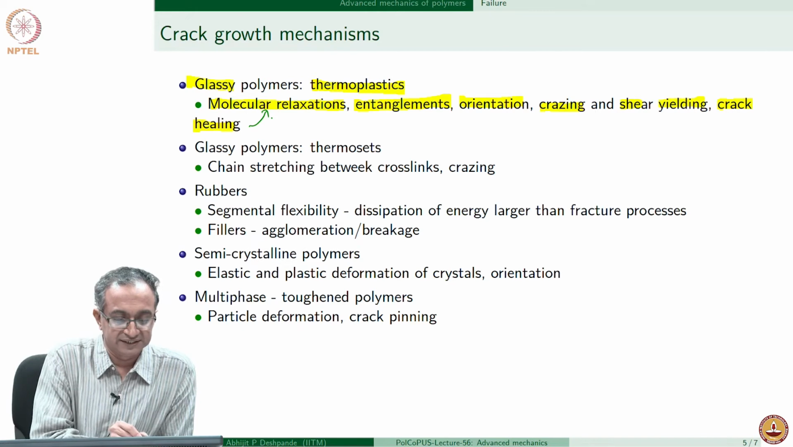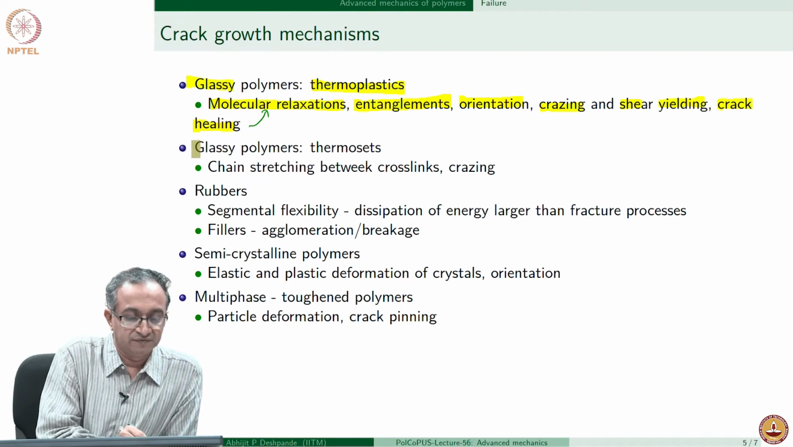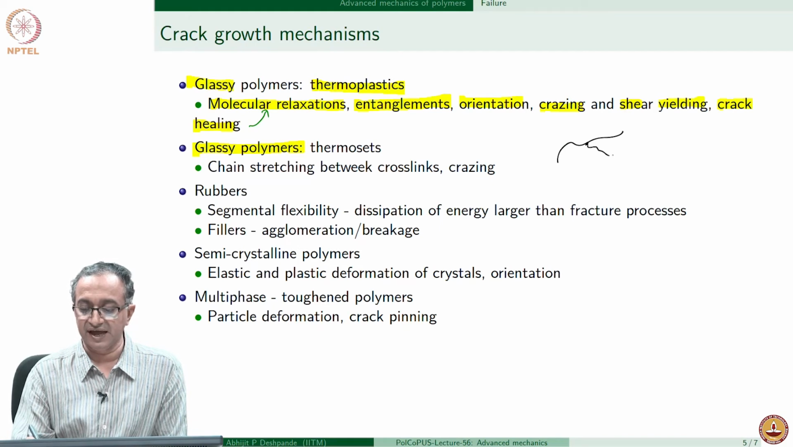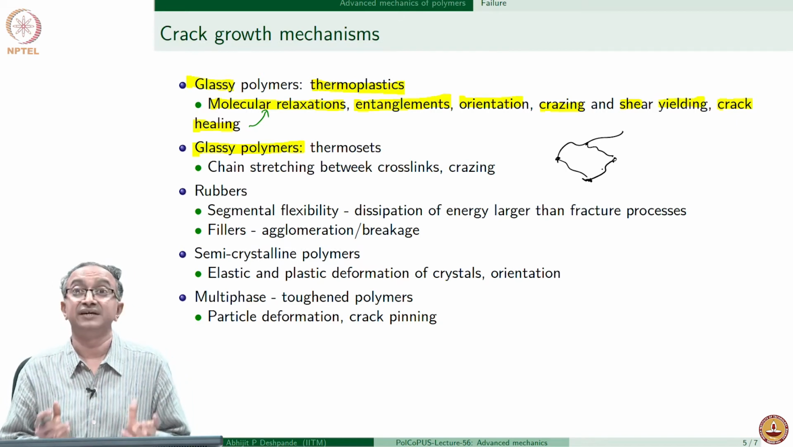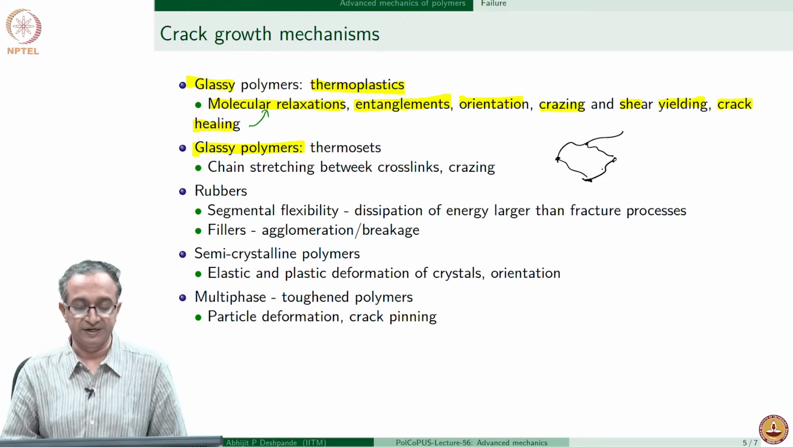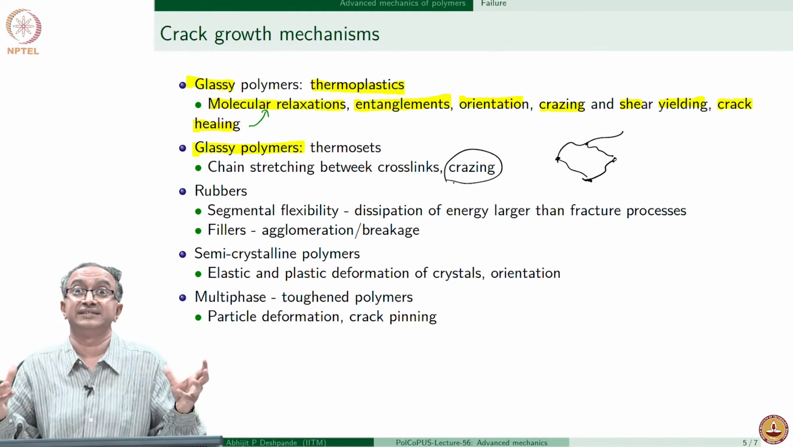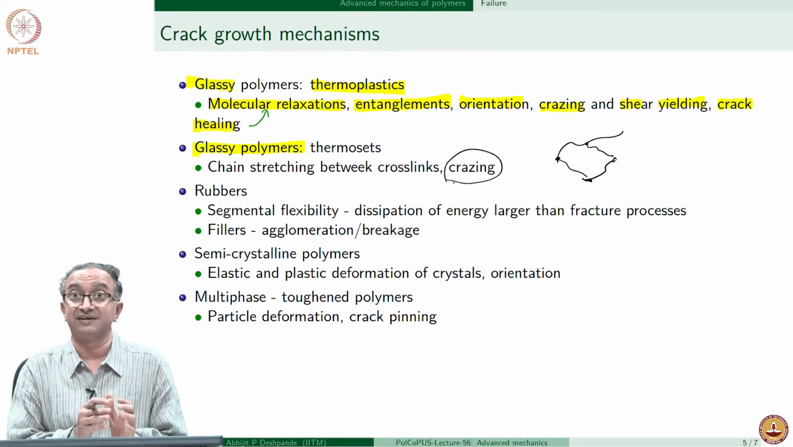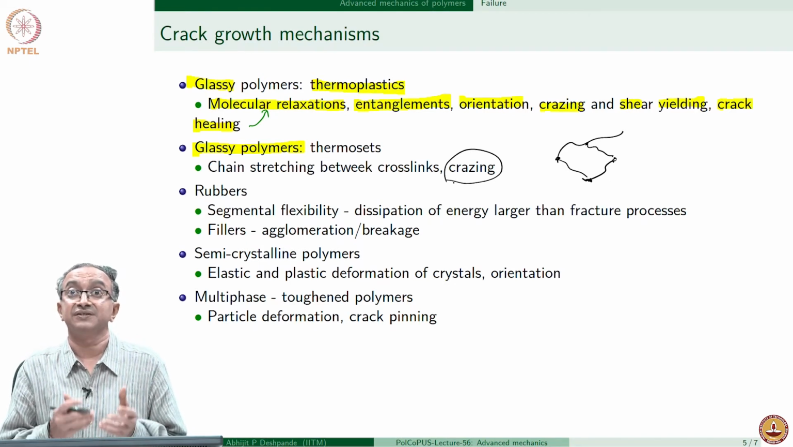On the other hand, glassy polymers which are thermosets have a cross-linked network. So, since they have a cross-linked network, the entanglements do not play as big a role here. It is the chain stretching between cross-links which initially is the mechanism by which chains start orienting, and then once the orientation starts happening, you can form fibrils, and therefore crazing can initiate and eventually lead to cracks and failure. But because there is only chain stretching and crazing happening, the thermosets give us brittle failure.